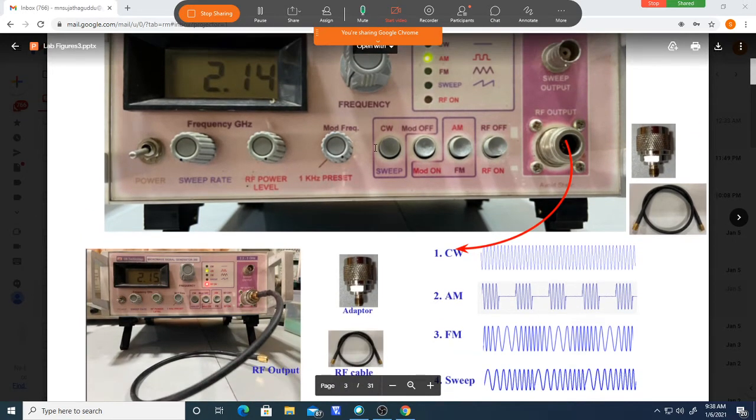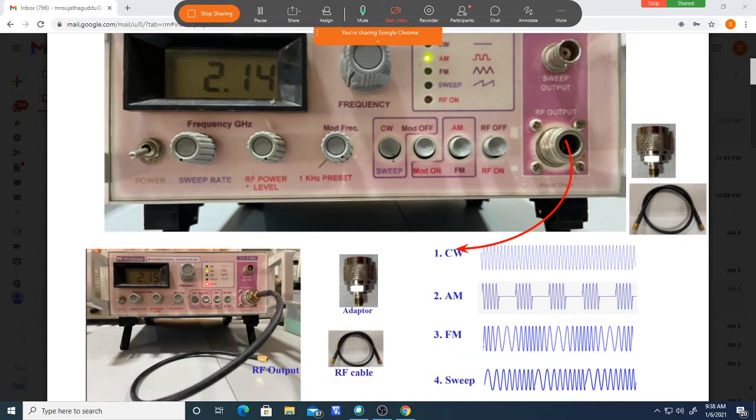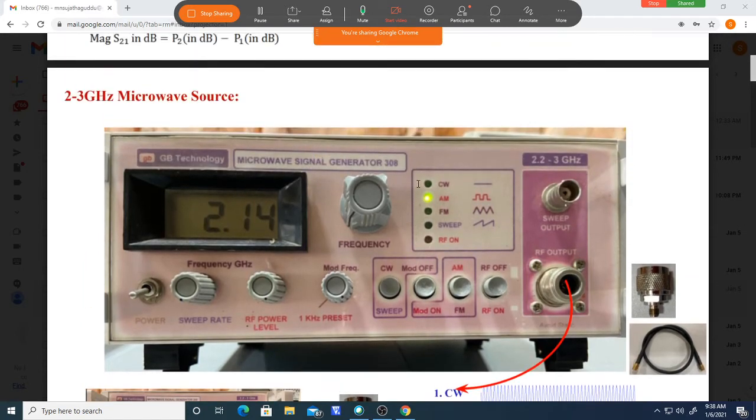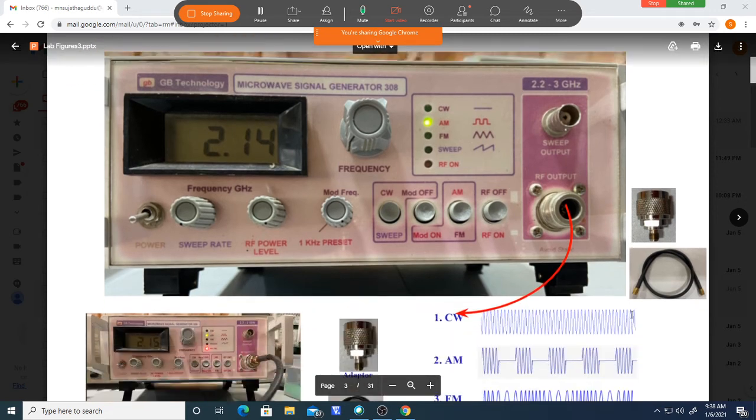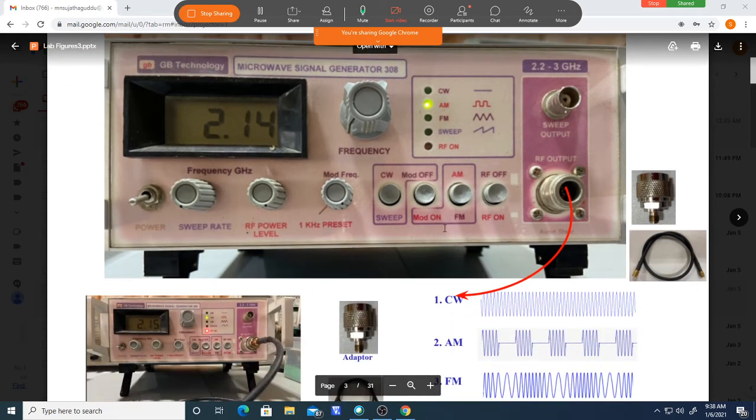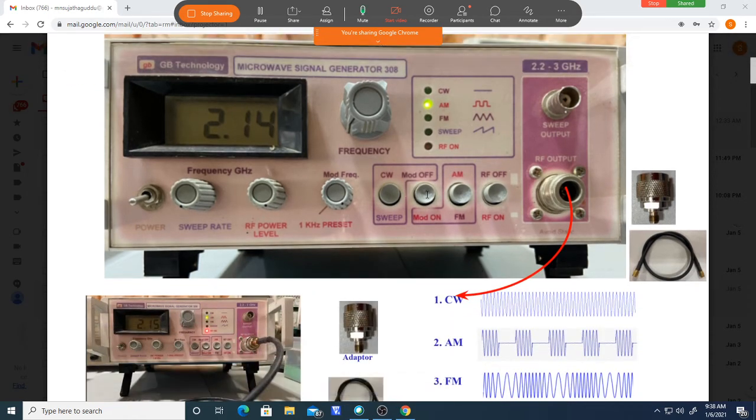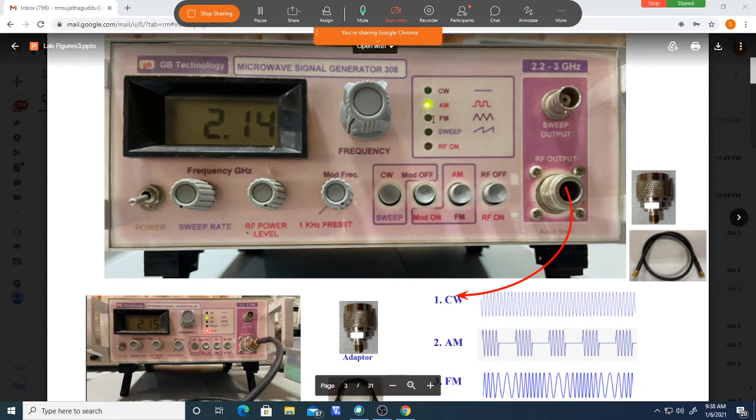Okay, this also for continuous, this should be in the released position and this should be in the pressed position. This will turn on the LED and the output coming is like this. If you want modulation, you release this, you press this, and select either AM or FM. These LEDs will turn on.